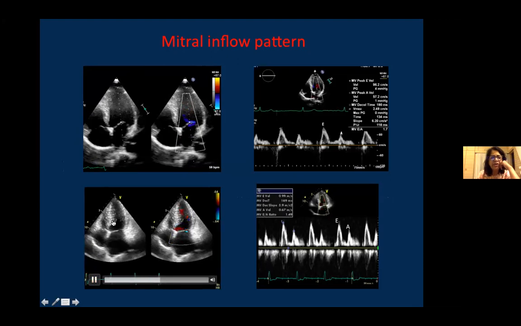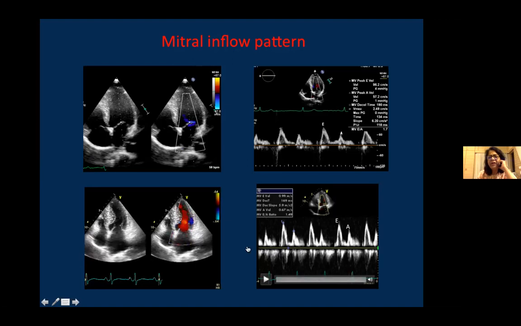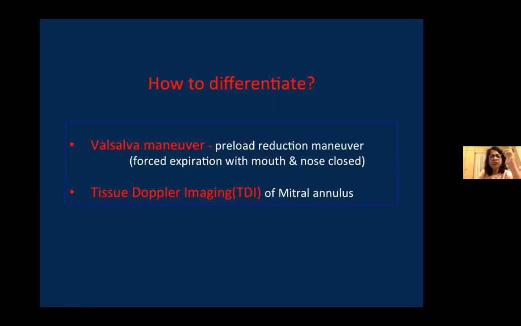On the contrary, look at this patient. This is a patient of hypertrophic cardiomyopathy. Look at the interventricular septum, how thick it is. So, asymmetrical septal hypertrophy. Look at the left atrium, it's huge. And we are getting a pattern where again the E wave is more than the A wave. Now we don't know which one is normal and which one is pseudo-normal. How do we differentiate between these two patterns? There are two methods. One is the Valsalva maneuver, another is the tissue Doppler imaging of the mitral annulus.